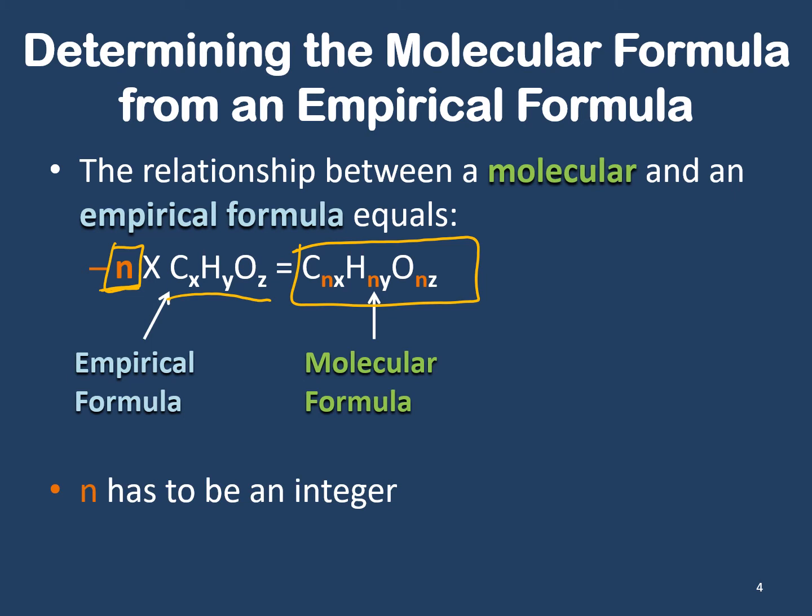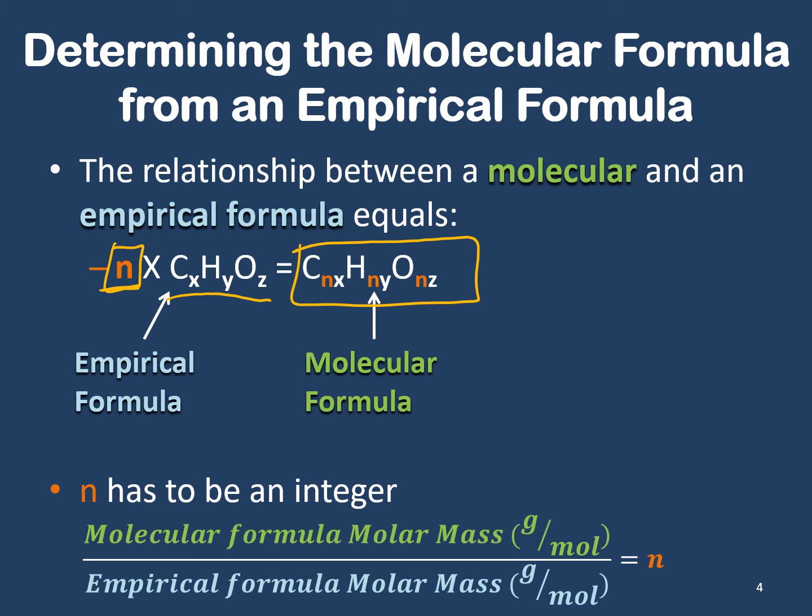N, we know, has to be an integer, a whole number positive value. The way we can calculate this is we can use the molar mass of the molecular formula and divide it by the molar mass of the empirical formula. But we can only do this if we're given the molar mass of the molecular formula.